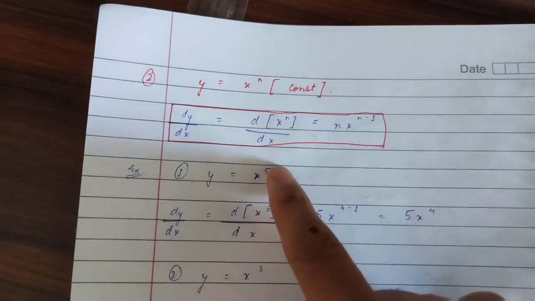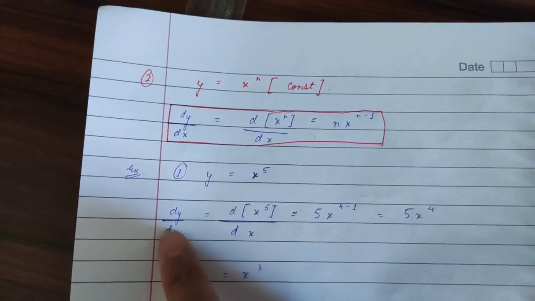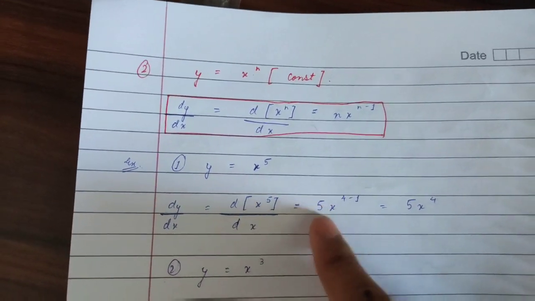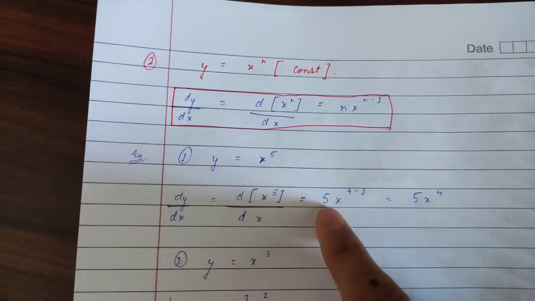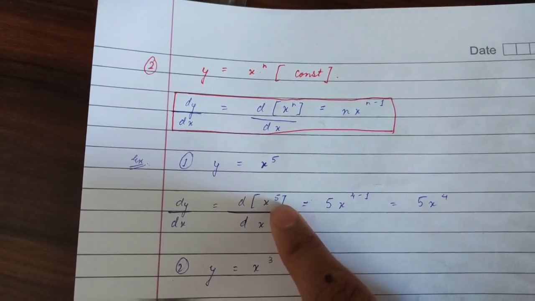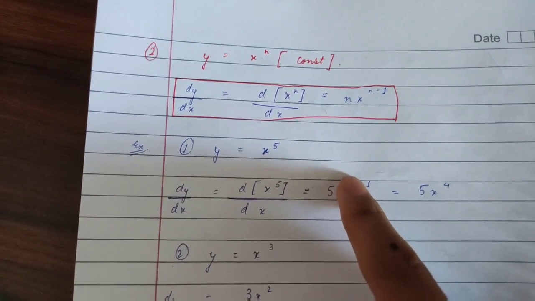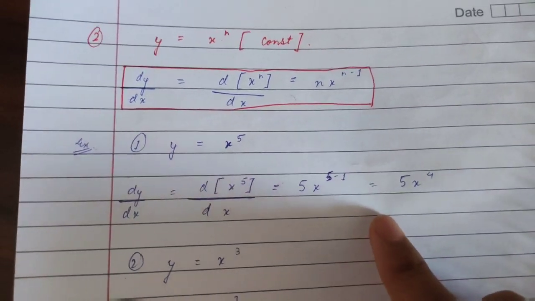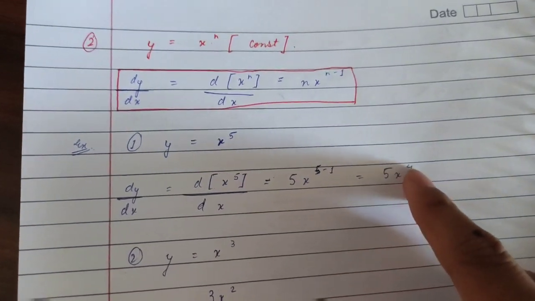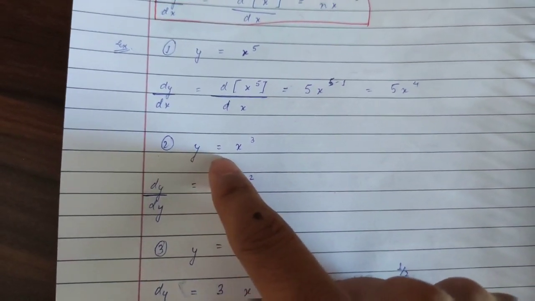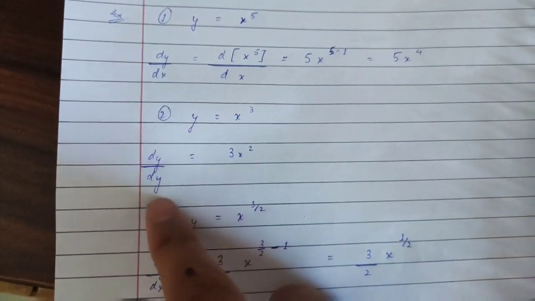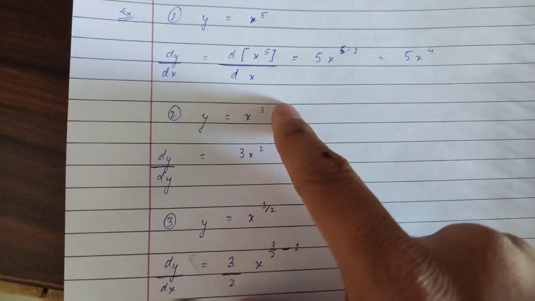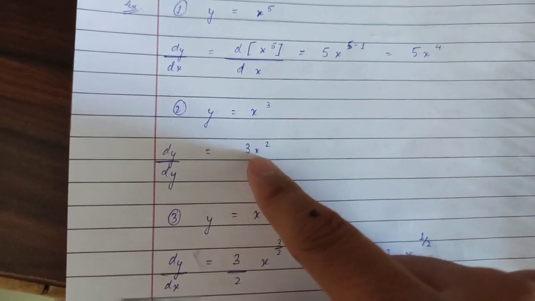When y equals x to the power 5, dy upon dx equals d x to the power 5 by dx. See, this 5 comes here, and we have subtracted 5 minus 1, which gives us 4, so 5x to the power 4. Similarly for y equal to x cube, dy upon dx, this 3 will come down and 3 minus 1 will give us 2, so 3x square.